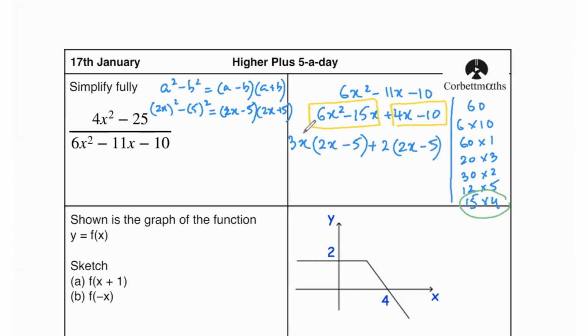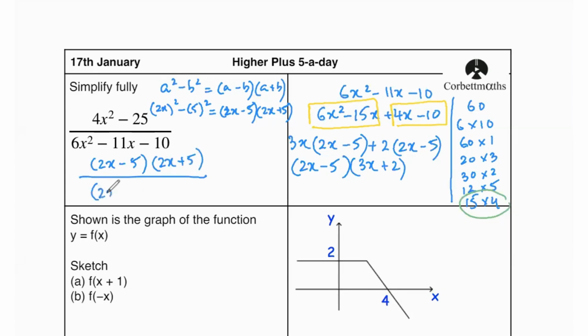Now we can see that between 3x and 2 we have 2x minus 5 common. So we take that common. In the other bracket, we'll have 3x plus 2. And now we can rewrite this fraction as (2x minus 5)(2x plus 5) divided by (2x minus 5)(3x plus 2). As you can see, the 2x minus 5 can get cancelled out, and we're left with (2x plus 5) over (3x plus 2). And that is your final answer.